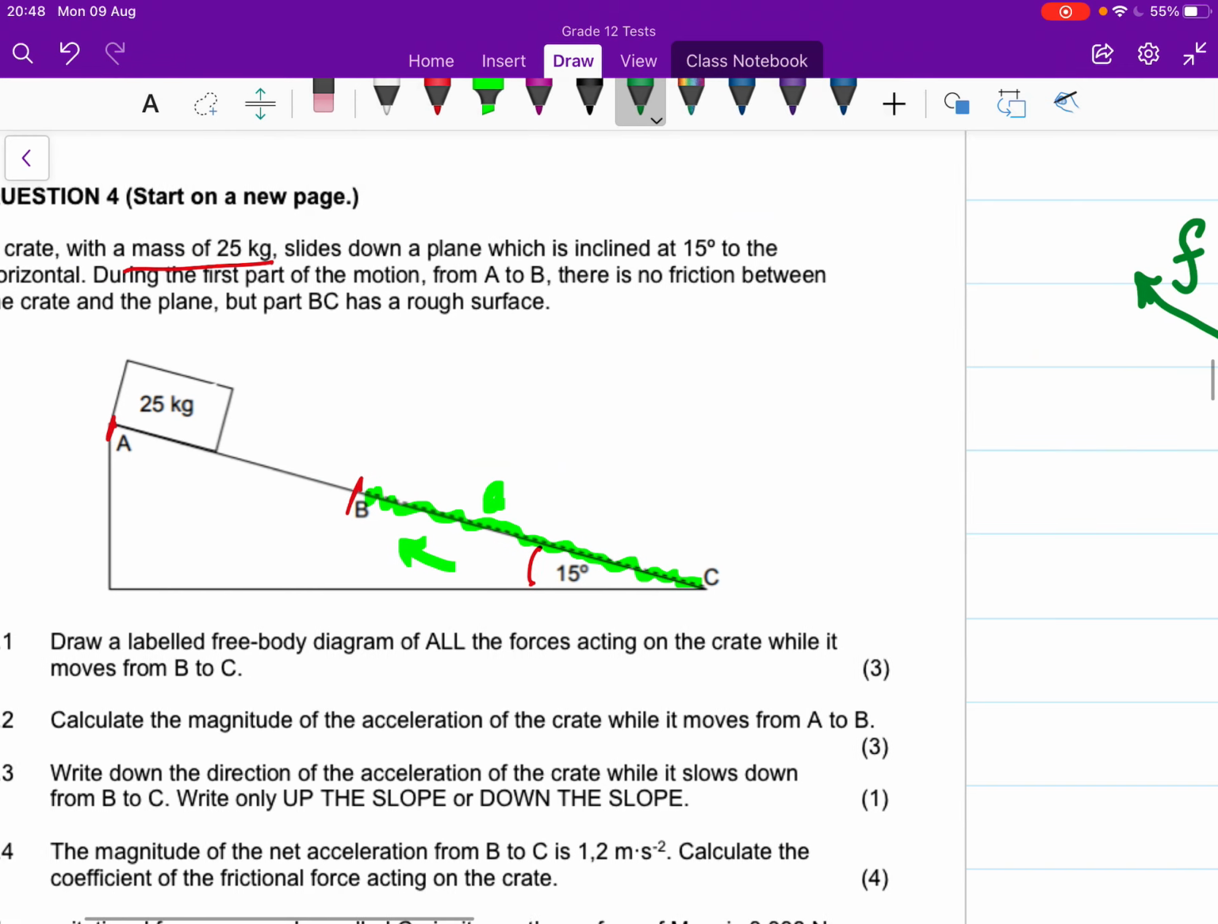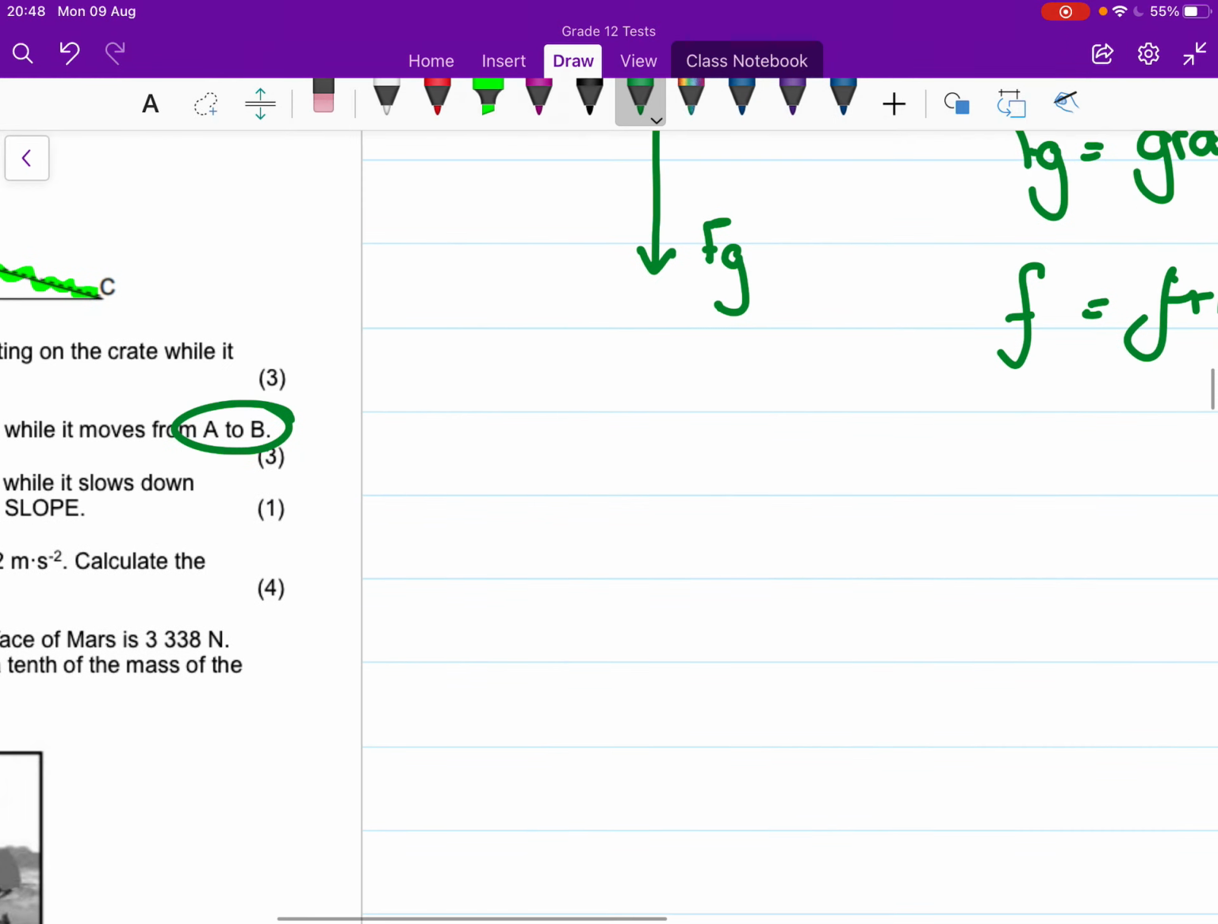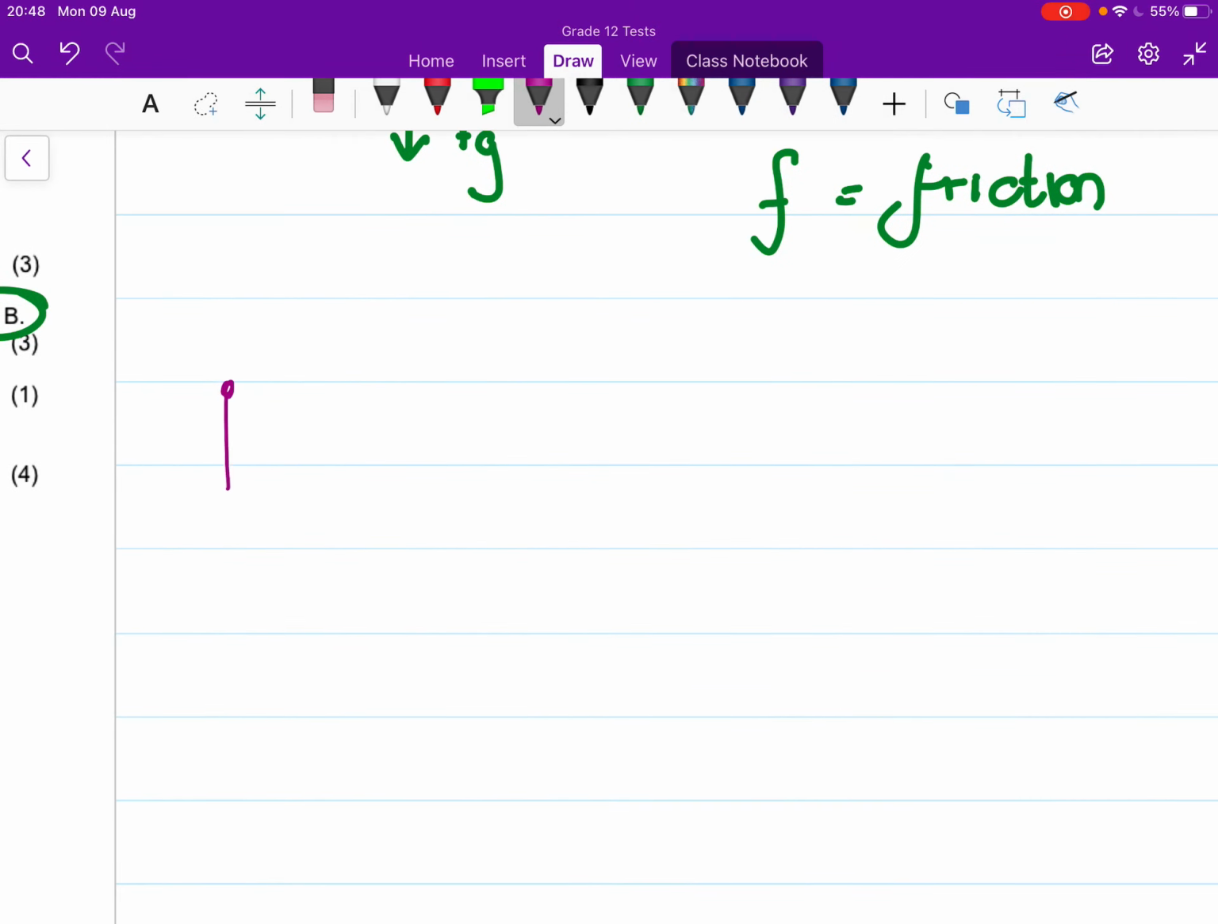Okay? Then they say to you, calculate the magnitude of the acceleration of the crate while it moves from A to B. So from A to B, there's no friction. So if we look at our object again, all that's acting on it is the normal force and gravity. So here's my slope. I'm going to take the normal force out because it's not important. This is 15 degrees. So when I look at it and I put my components in, I've got FG parallel, FG perpendicular. My angle of 15 degrees is in there.